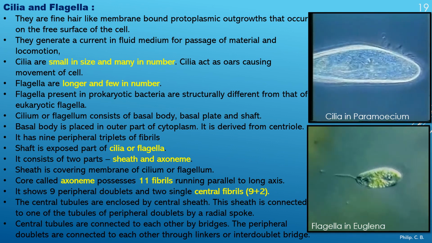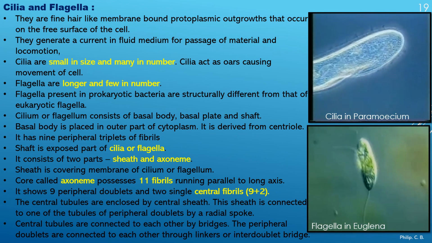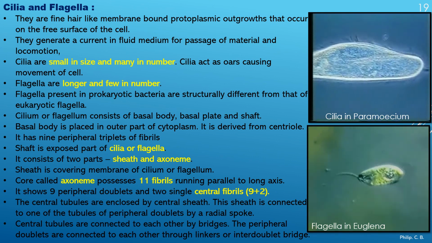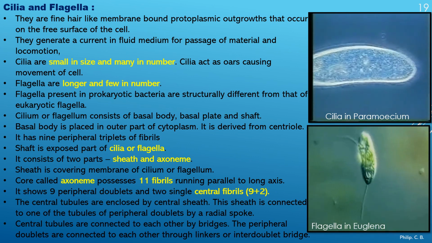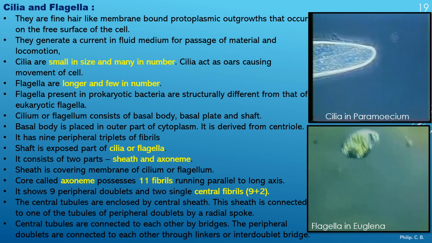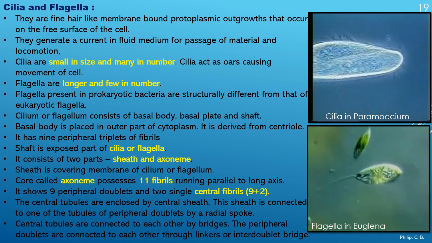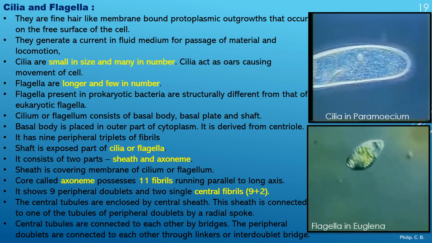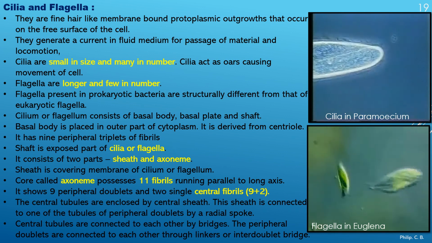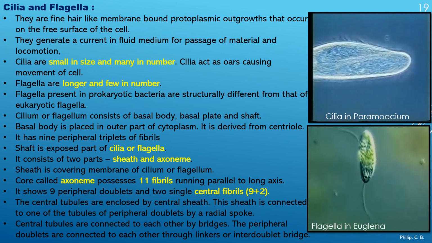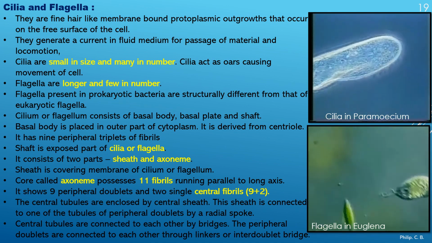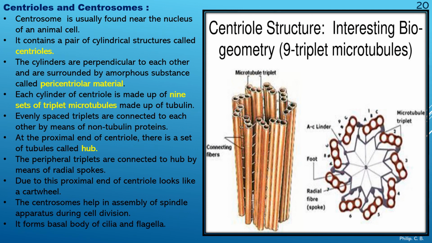The core, called axoneme, possesses 11 fibrils running parallel to the long axis. It shows 9 peripheral, meaning towards the outer lining, and 2 central fibers. So the arrangement is 9 plus 2. Now this particular image you can see in the next slide. The central tubules are enclosed by a central sheath. This sheath is connected to one of the tubules of peripheral doublets by a radial spoke. Central tubules are connected to each other by bridges. The peripheral doublets are connected to each other through linkers of interdoublet bridge. Now you can see the image. We'll go to the points first.